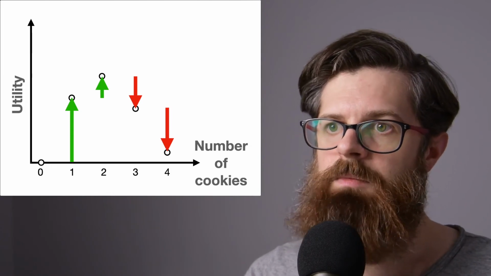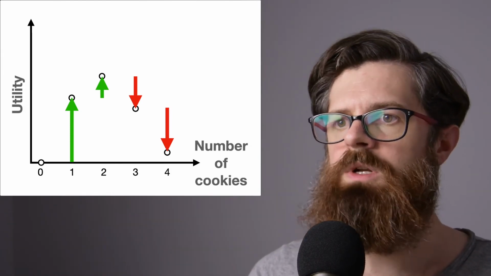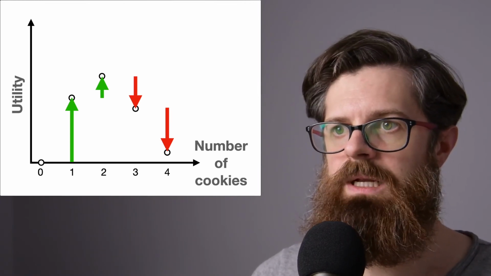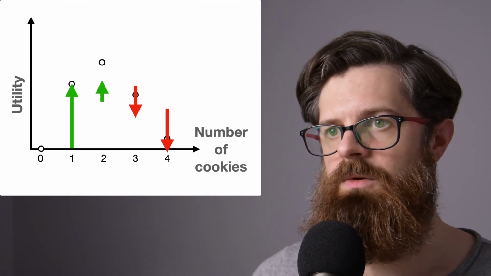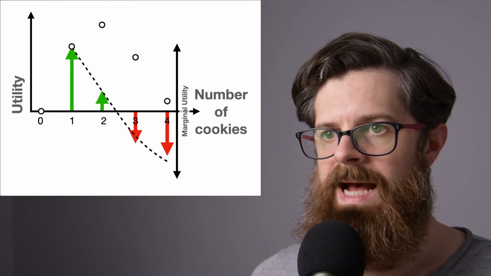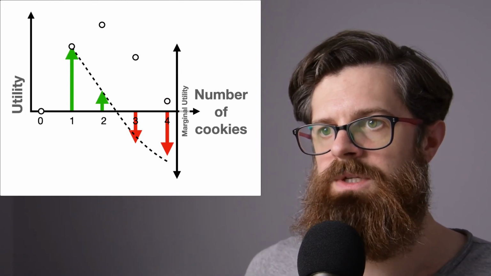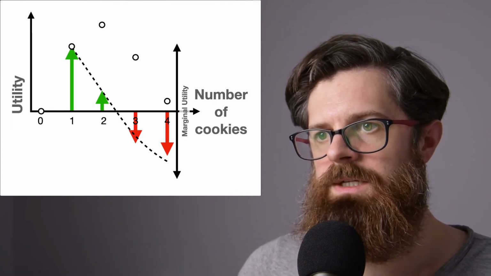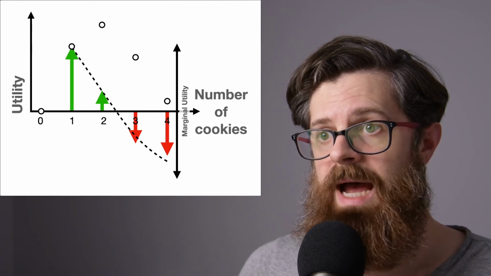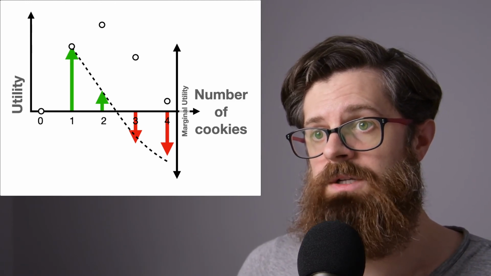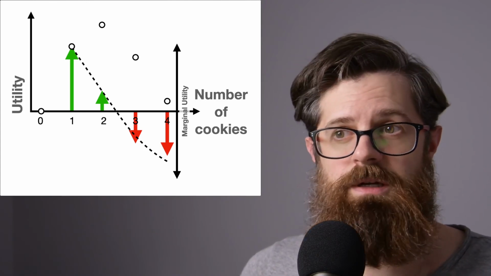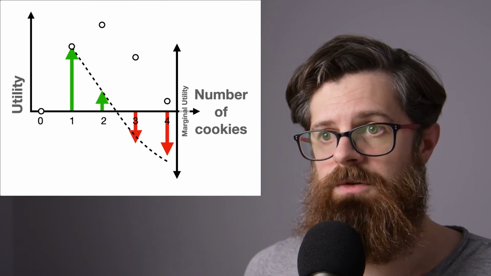So let's think about this in terms of marginal utility, which is simply the change in utility for every extra cookie that you eat. If we look at this axis on the right hand side, I've added this marginal utility axis. What we can see is that when we go from 0 to 1 cookie, we have a large increase in marginal utility. We have another cookie and we have a small but still an increase in marginal utility.